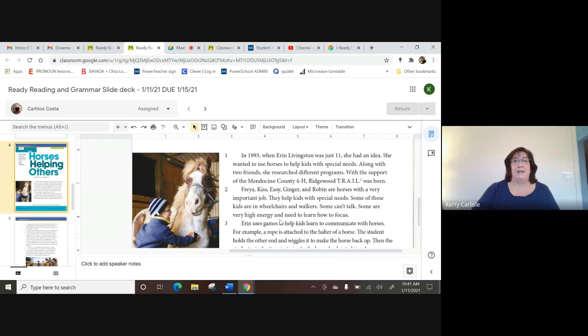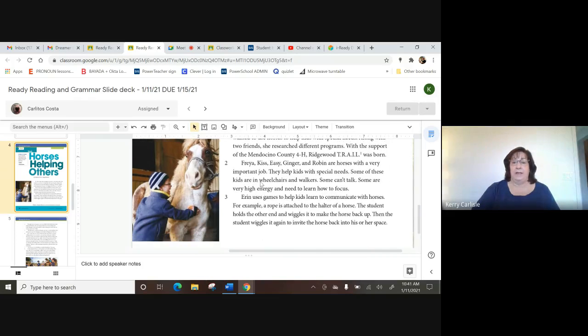Okay, in other words, this is a program to help kids with different kinds of needs, sorry, the garbage is getting picked up here, with different kinds of disabilities to get help. So, and here's the names of the horses in her program. Freya, Kiss, Easy, Ginger, and Robin are horses with a very important job. They help kids with special needs.